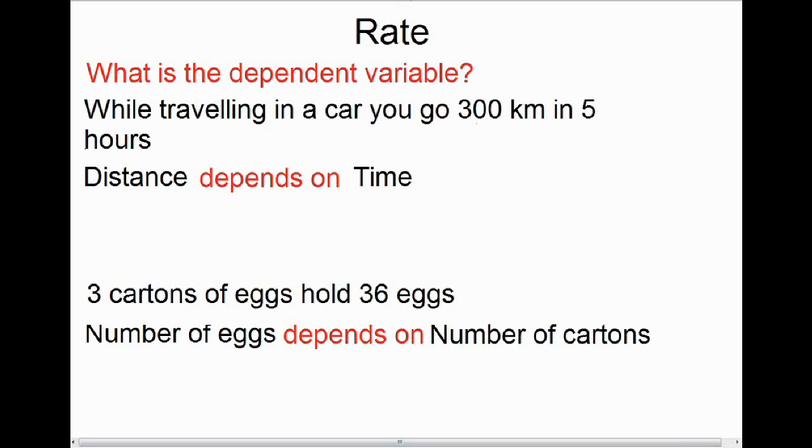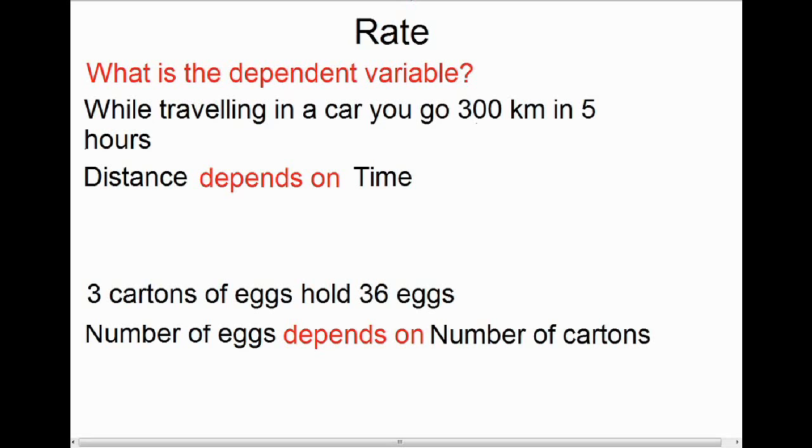If you recall, the question we were asking ourselves here is, what is the dependent variable? And we've looked at 2 examples here. Traveling in a car, we go 300 kilometers in 5 hours. Well, your distance depends on your time. How far you go depends on how long you've been traveling. If we have 3 cartons of eggs, and that holds 36 eggs, the number of eggs you have depends on how many cartons you have.